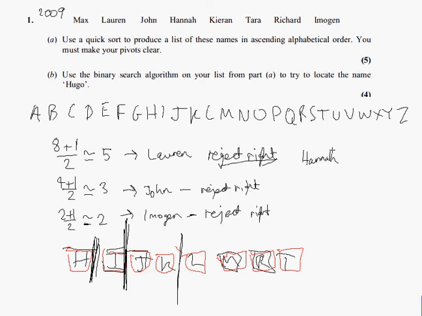Hannah remaining, I will say. And Hannah is not Hugo, so Hugo is not in our list, unfortunately. Hugo not in list, and we've shown that. That's how a computer would search for the name Hugo. So there you go, your 4 marks there.